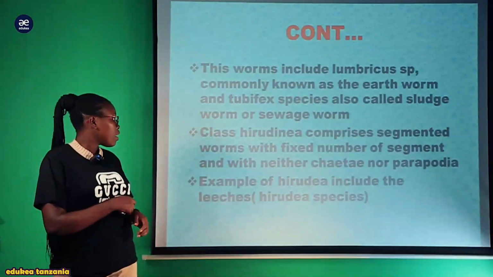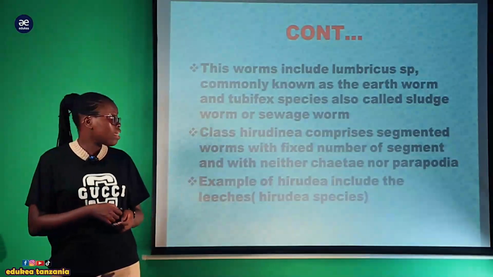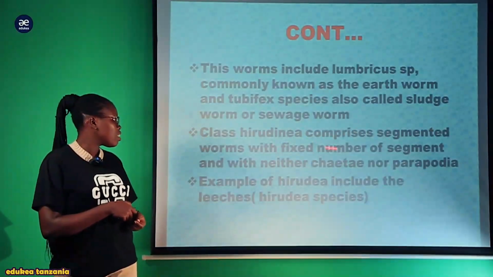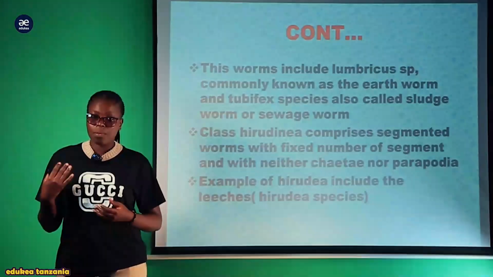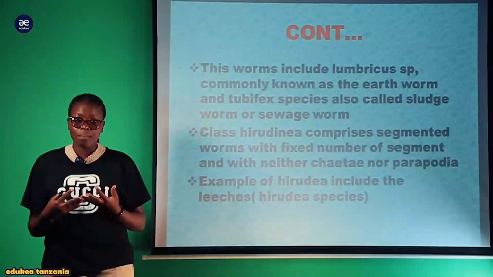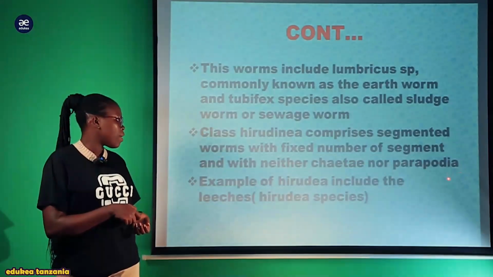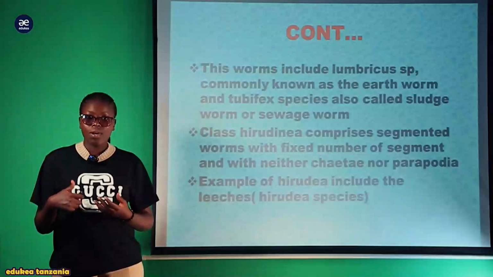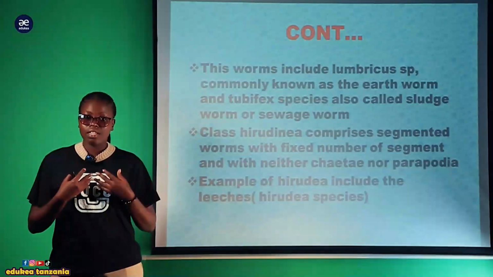So class Hirudinea ambayo ndio last class of the phylum Annelida comprises segmented worms with a fixed number of segments. Kwa hiyo yeye anakuwa na segmented worm, lakini anakuwa na fixed number of segments. With neither chaeta nor parapodia, yeye anakuwa hana chaeta wala hana parapodia. Huyu hapa ni limbless, hawezi kumove.